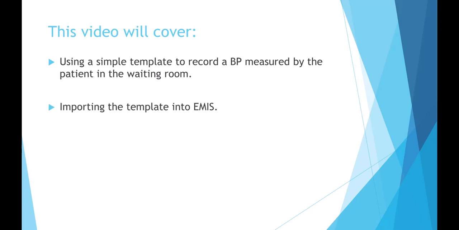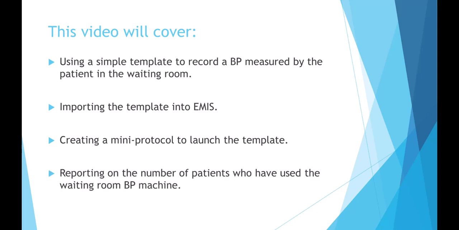Secondly, how you can import this template into your EMIS system to save you having to create it yourself. Thirdly, how you can create a mini protocol that you can use on your F12 protocol launcher to access the new template. And lastly, how you can find patients who have used the waiting room BP machines by running a simple report and exporting it to Excel.